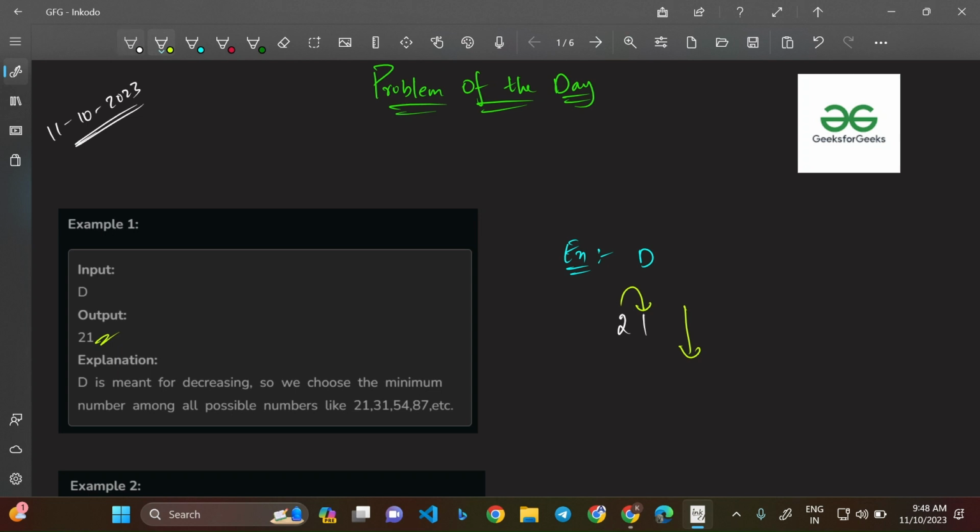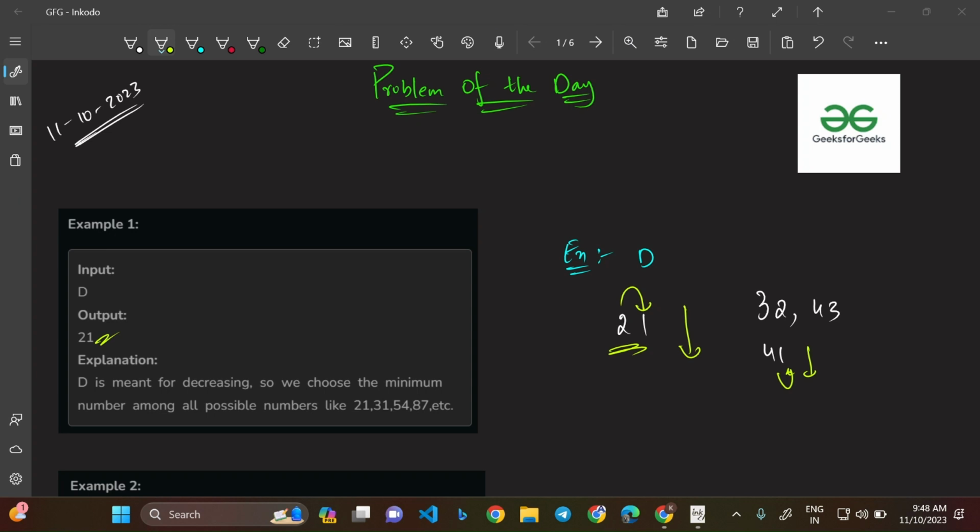But you might be thinking, why only 21? Even in 32 we find this thing. Even in 43 we find this thing. Even in 41 we find this thing. When you go from 4 to 1, your value has been decreased, right? So D is followed. But out of all the possibilities, 21 is the minimum value. So that is the reason this particular 21 is the answer.